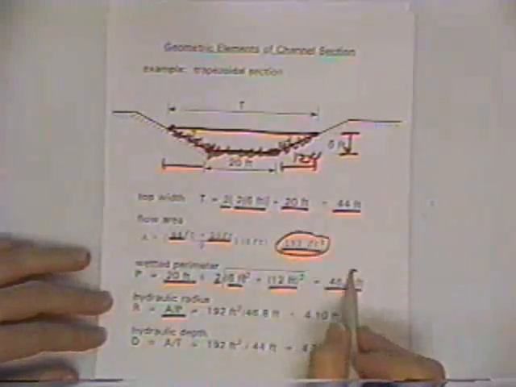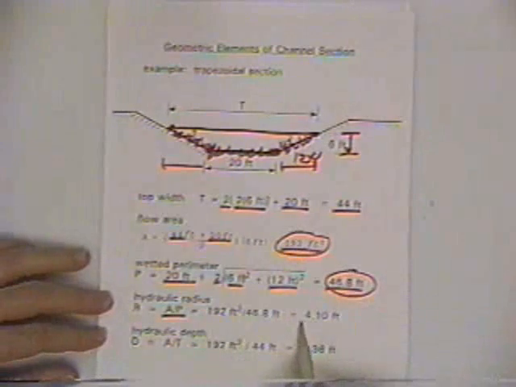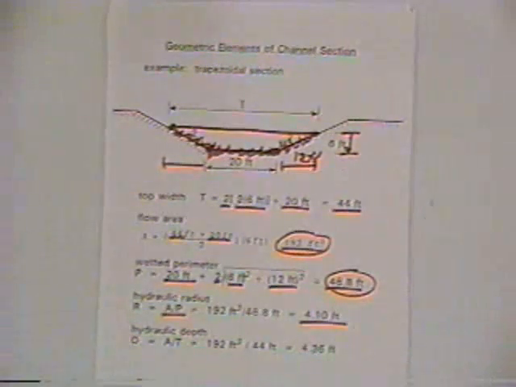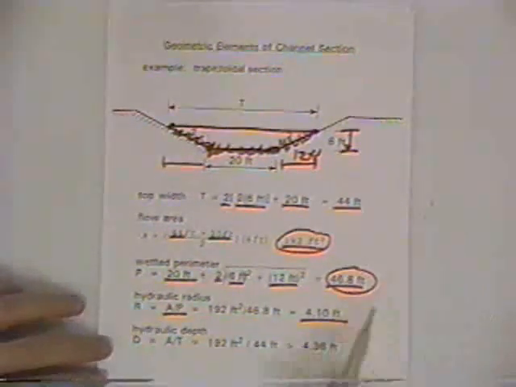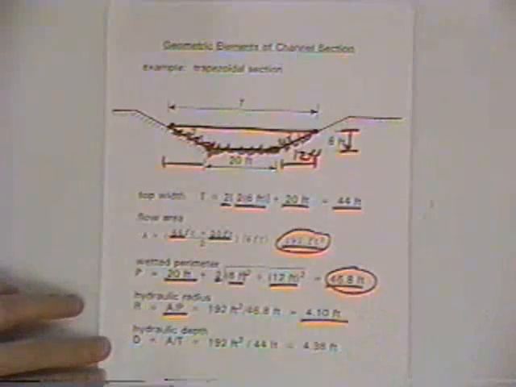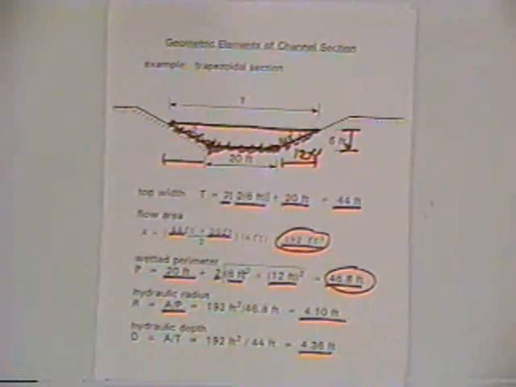And hydraulic radius, by definition, is area divided by wetted perimeter. And so we take the area and divide it by the wetted perimeter to get the hydraulic radius of 4.10 feet. Well, for this problem, we'll stop right there. Another definition would be hydraulic depth, which is area divided by top width, and we could compute that as well to be 4.36 feet.